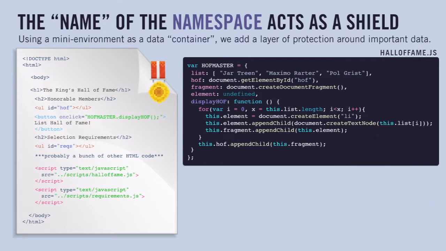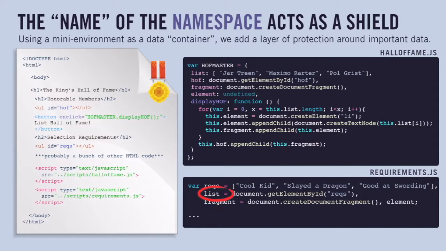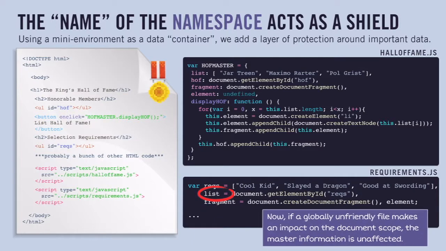So now, if our globally unfriendly file tries to make an impact on that document scope, the master information, the one we cared the most about, the data that we enjoyed the most, we wanted that to stay very protected. That doesn't get impacted at all.